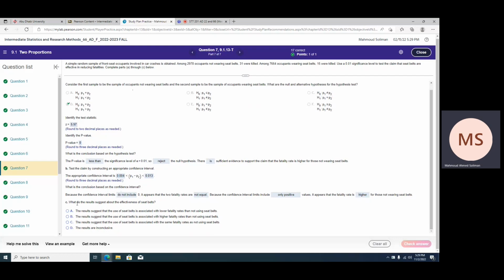Okay, so what does the result suggest about the effectiveness? So the results suggest that the use of seatbelts is associated with lower fatality, because we just proved that the number of people who die not using seatbelts is higher than those who use seatbelts. So A.